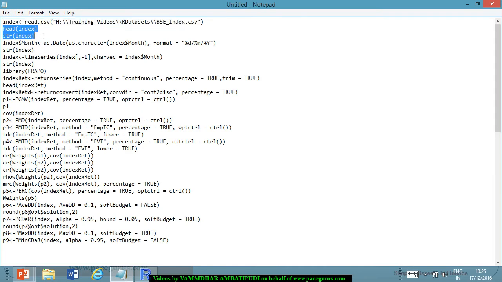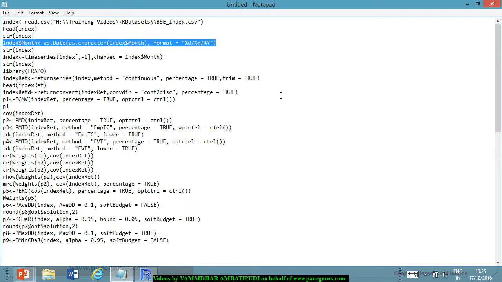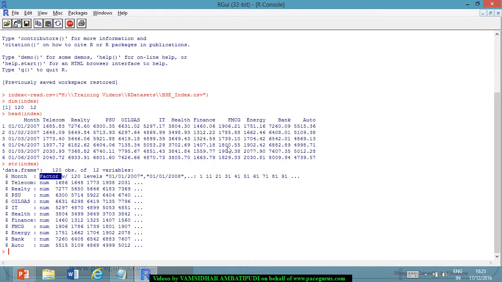This is something that we have already done, and this step also we have done. So now comes the conversion process into a date. We know the code, but just try to understand. Initially index dollar month is a factor. First I am converting that factor into a character by using as.character. Now the character I am converting into a date by using as.Date.